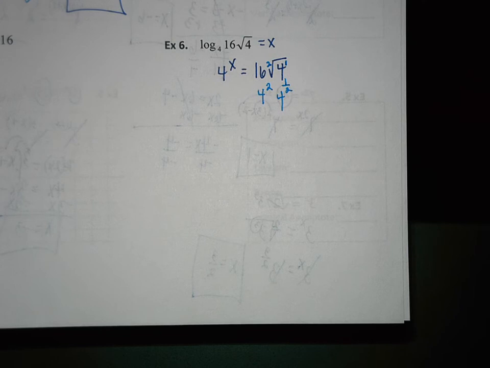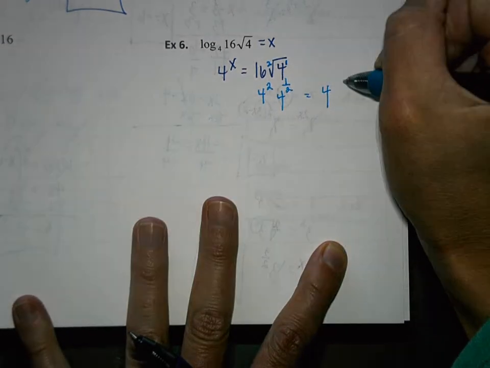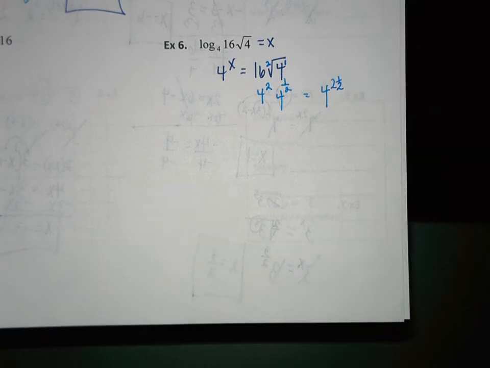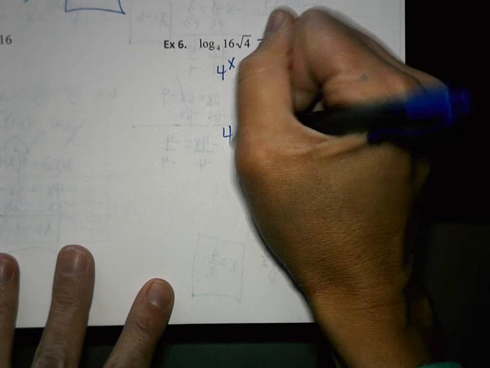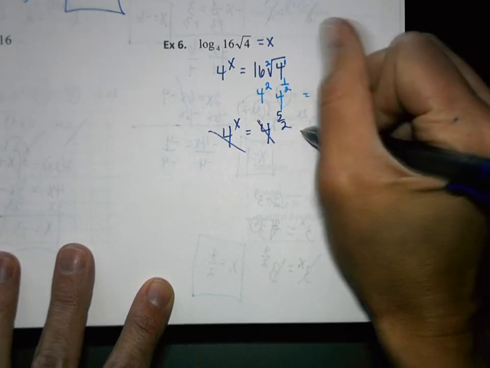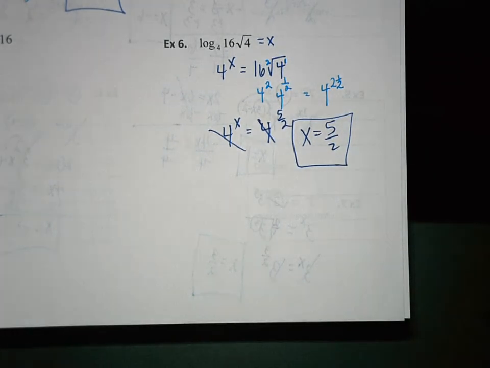Next step. Help me out here. Lily, what's my next step at this point? Good. And when you add them together, what do you get? Good. 2 1/2. But we don't see exponents as 2 1/2. So we have to change that to be improper fraction, which is 5/2. Good. So I have 4 to the x equals 4 to the 5/2. And so x equals 5/2. Okay, do we have questions?